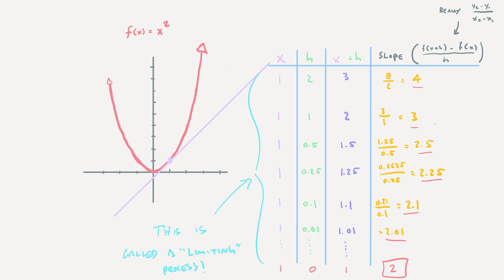This is called a limiting process, what we're doing here. We're looking at what the slopes seem to be approaching as we made the point Q closer and closer to point P, and P in this case being the point (1, 1).